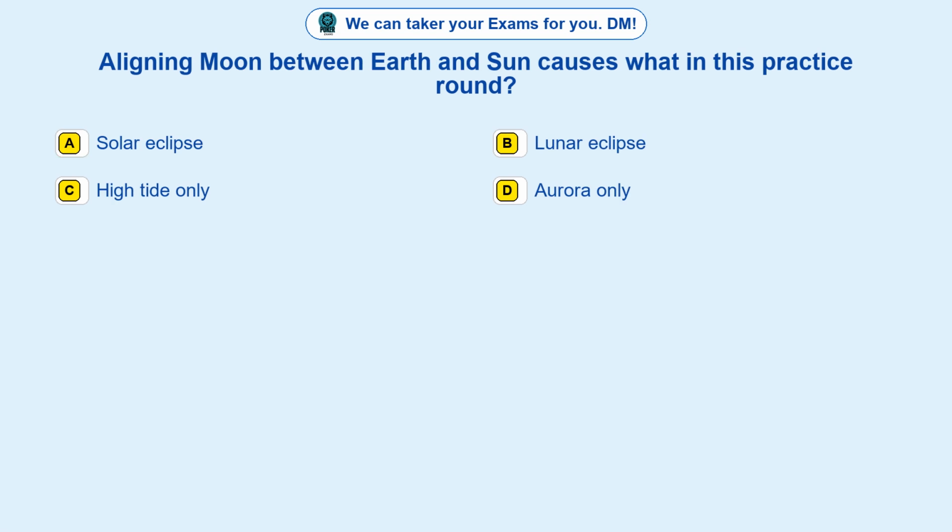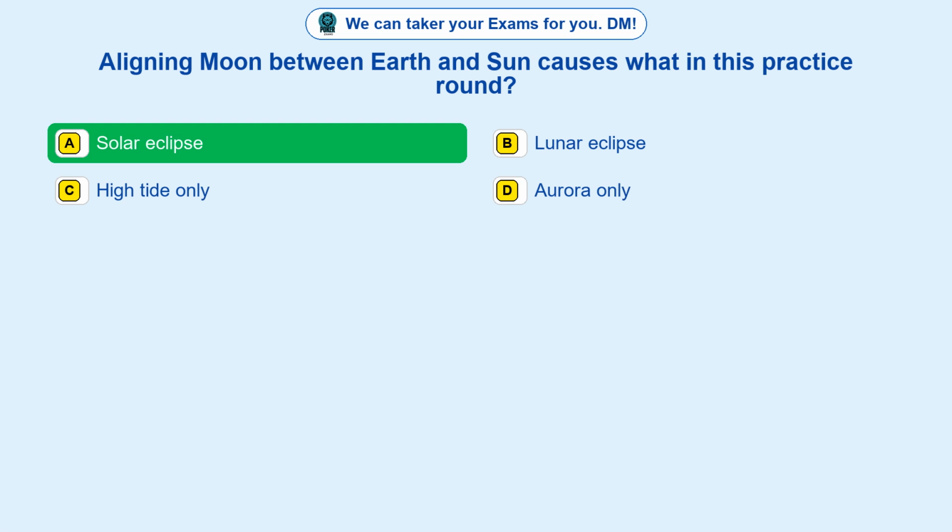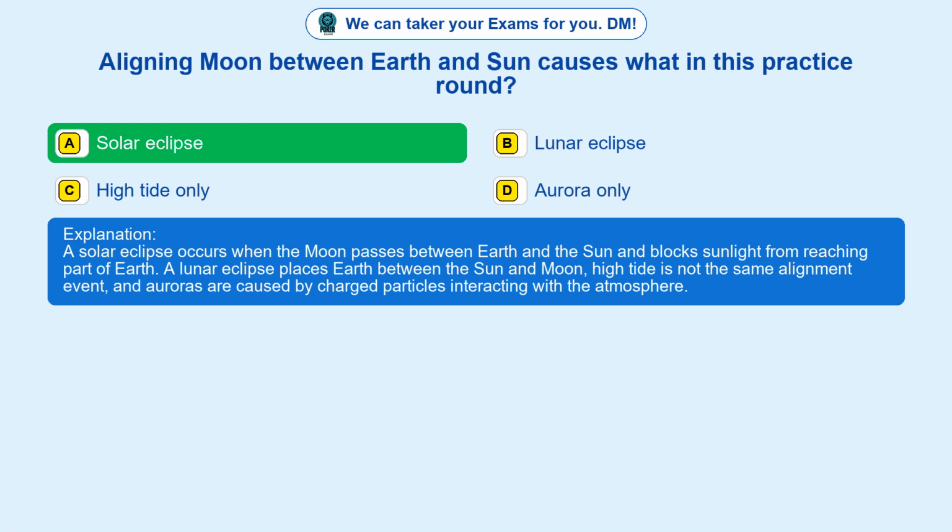Question 92. Aligning moon between Earth and Sun causes what in this practice round? Option A, solar eclipse. Option B, lunar eclipse. Option C, high tide only. Option D, aurora only. The correct answer is option A. Solar eclipse. A solar eclipse occurs when the moon passes between Earth and the Sun and blocks sunlight from reaching part of Earth. A lunar eclipse places Earth between the Sun and Moon. High tide is not the same alignment event, and auroras are caused by charged particles interacting with the atmosphere.